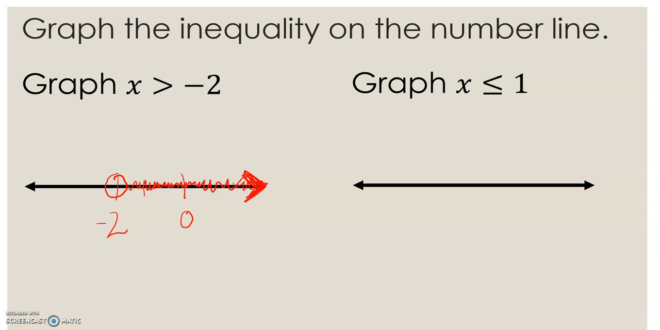Graph x is less than or equal to 1. Put 0 on our number line, 1 as well. Less than or equal to 1, it's equal to 1, so we'll put a closed circle. Fill it in, equal to, and we'll shade less than to the left.